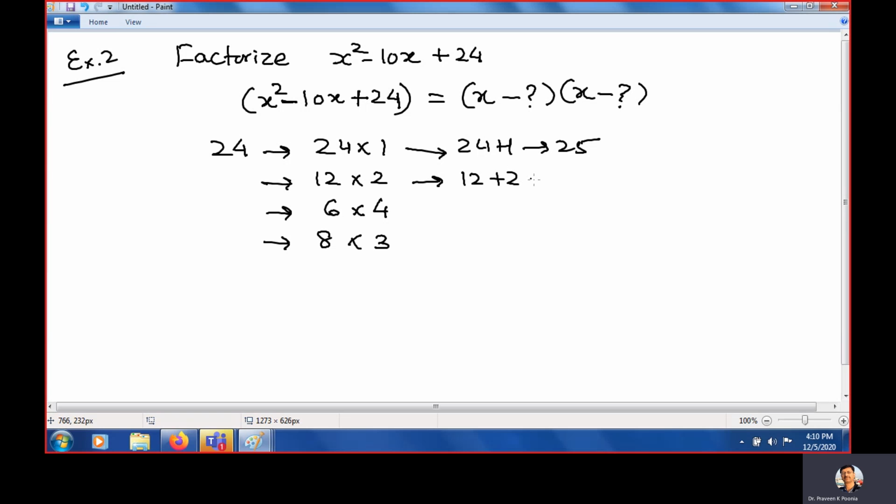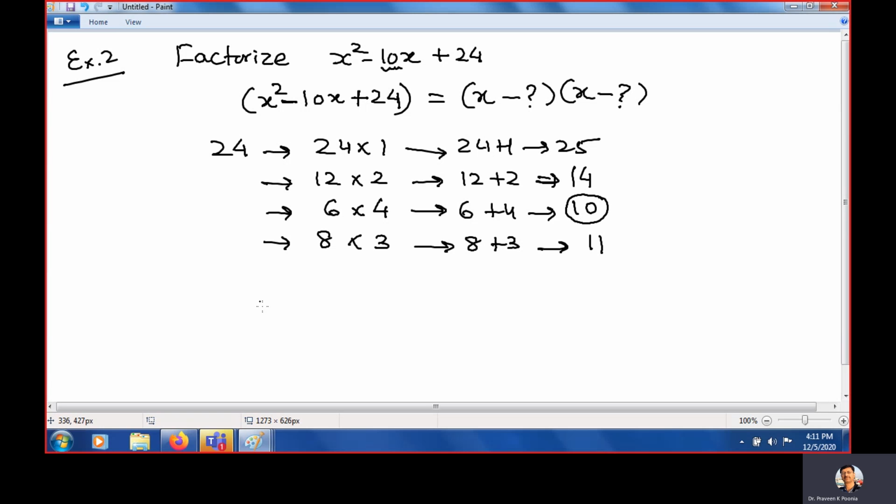12 plus 2 is 14. 6 plus 4 is 10. And 8 plus 3 is 11. What is the number in between? The 10. This is the number.